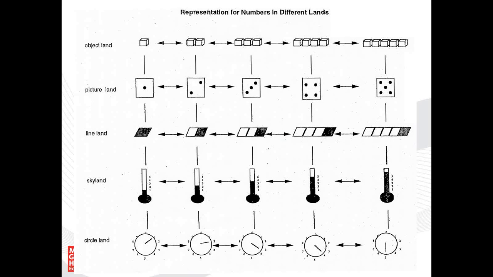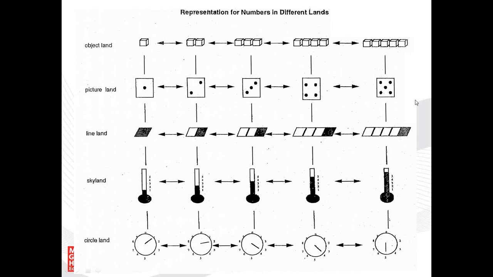When we compare 5 to 4 in what's called object land in this picture, in the group of 5 objects, we say that this group of 5 objects is bigger than the group of 4, especially when they're stacked. It looks much bigger. We say that a set of 5 dots has more dots than a set of 4.